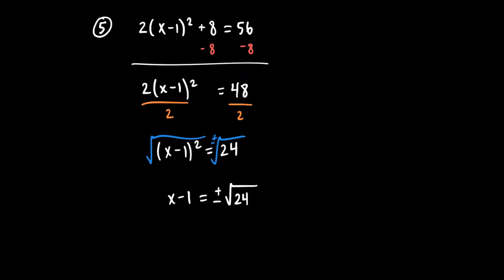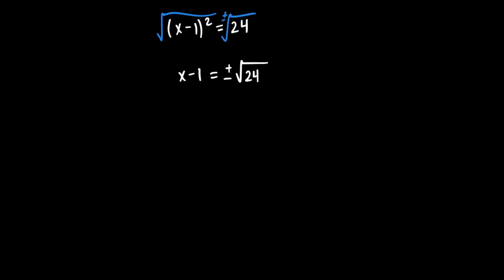And this is where it starts to get a little messy, because the square root of 24 is not a whole number, right? There's no whole number that, if you multiply it by itself, would give you 24. So what we're going to do is simplify the square root of 24. I'm assuming that you know how to simplify a radical expression. If you don't, I actually have a video on simplifying radical expressions. You can just look it up.